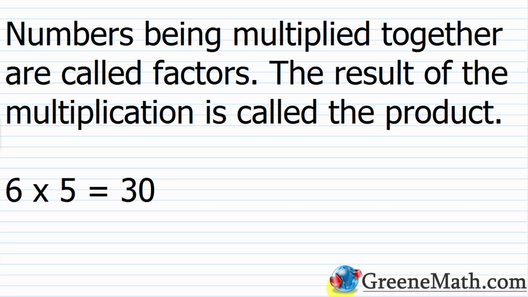Okay, now let's talk about a little bit of basic terminology. Numbers being multiplied together are called factors. Then the result of the multiplication is called the product. So if we look at 6 times 5 equals 30, 6 and 5 here are being multiplied together, so those are the factors. And 30 is the result of the multiplication process, so this is the product. A lot of times you'll hear people say 30 is the product of 6 and 5.